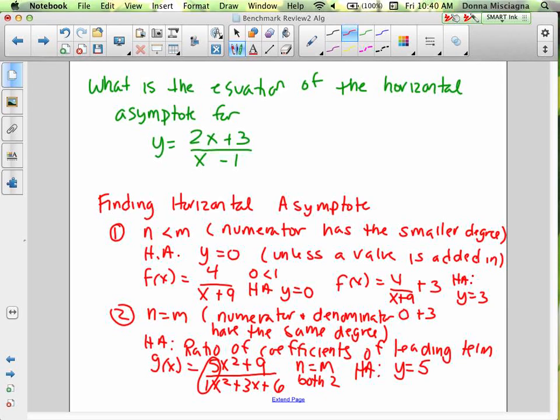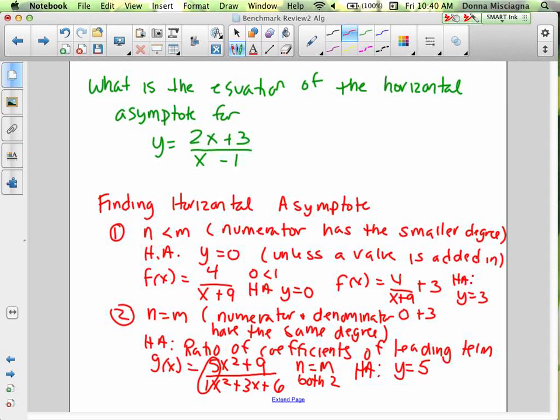If we added something in, yes, that would also add something more to it. So if I had g of x equals 5x squared plus 9 over x squared plus 3x plus 6, and at the end I tacked on plus 3, well, then my horizontal asymptote would be 5 plus 3. All right. But you don't have to worry about that really so much. We don't see too many of those.